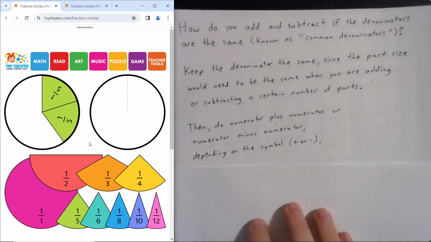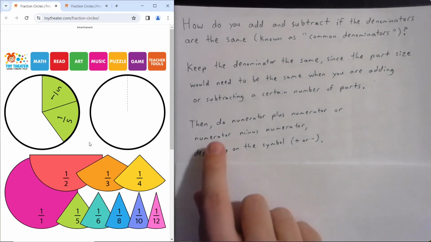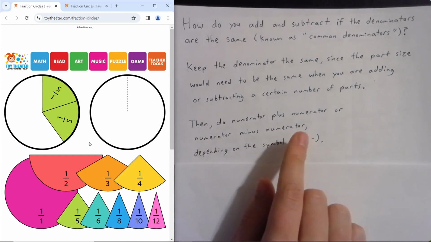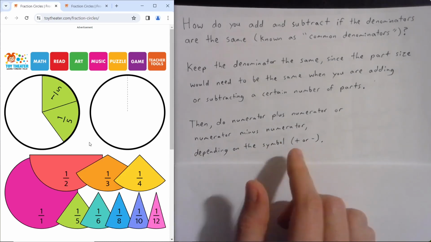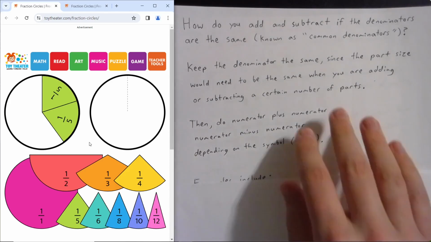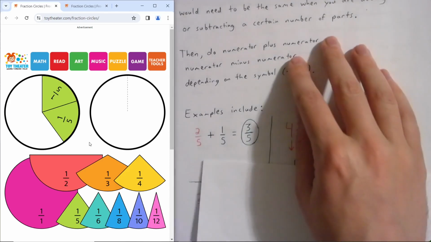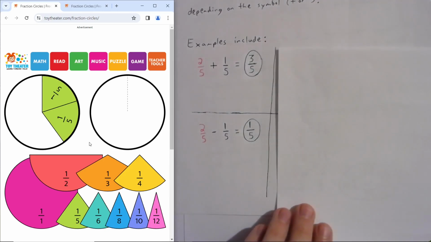Then, after you've made sure that you kept the denominator the same, you do numerator plus numerator, or numerator minus numerator, depending on what the symbol is, either the plus or minus symbol. So let's take a look at some examples.